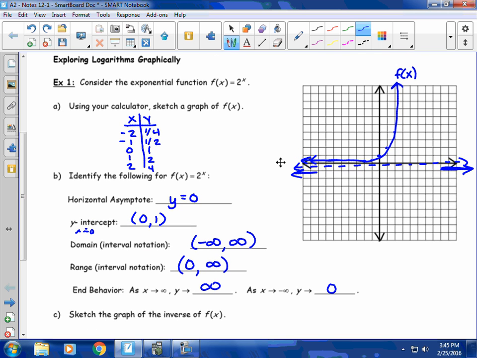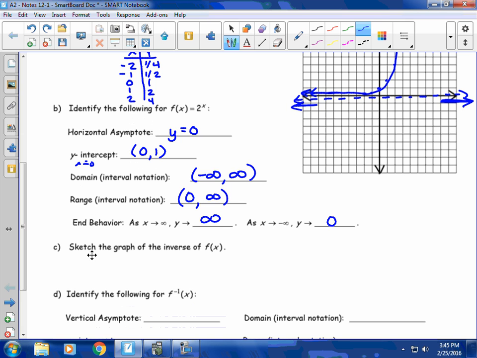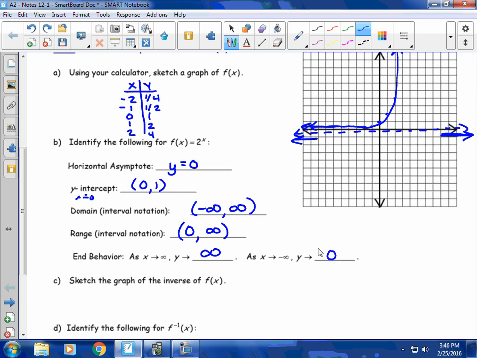Okay, nothing new. We've been doing that for weeks. Now, when you go down here, it says to sketch the graph of the inverse of f of x. Okay, well, when you see the word inverse, what's inverse mean? Hopefully, you're all screaming, switch x and y. Because inverse always means switch x and y. Got a little too many hands in there.